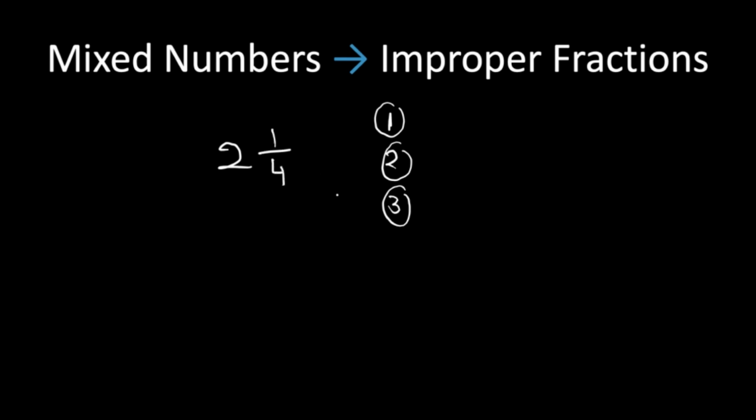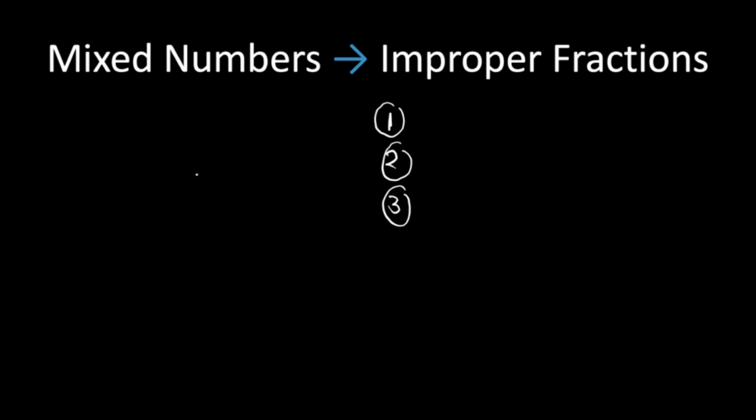2 and 1/4. This is the mixed number. Convert that into the improper fraction. So step 1, you multiply the denominator by the integer. So 4 times 2, which is 8. For step 2, you add the result of step 1 to the numerator. So 8 plus 1, which is 9. And then you put the result of step 2 over the same denominator in the mixed number, which is 9/4.